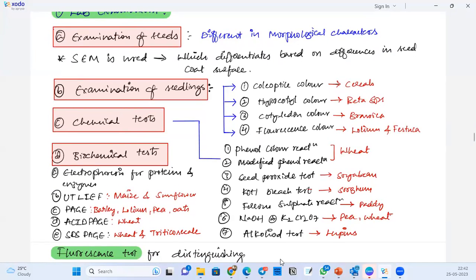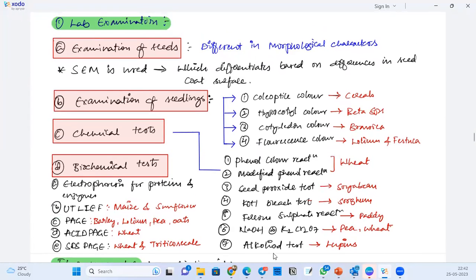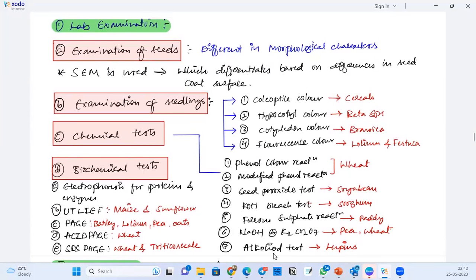If I just directly come and ask you, okay, what is collaborative test and why do we do it? You might not be able to answer why it is done, what its objective is, and under which category it comes. But after seeing this slide, you will be able to answer that. In the lab examination itself, we have certain categories where we examine the seed, or we examine the seedlings, and we also have certain chemical tests where chemicals are used, and we have the biochemical test.